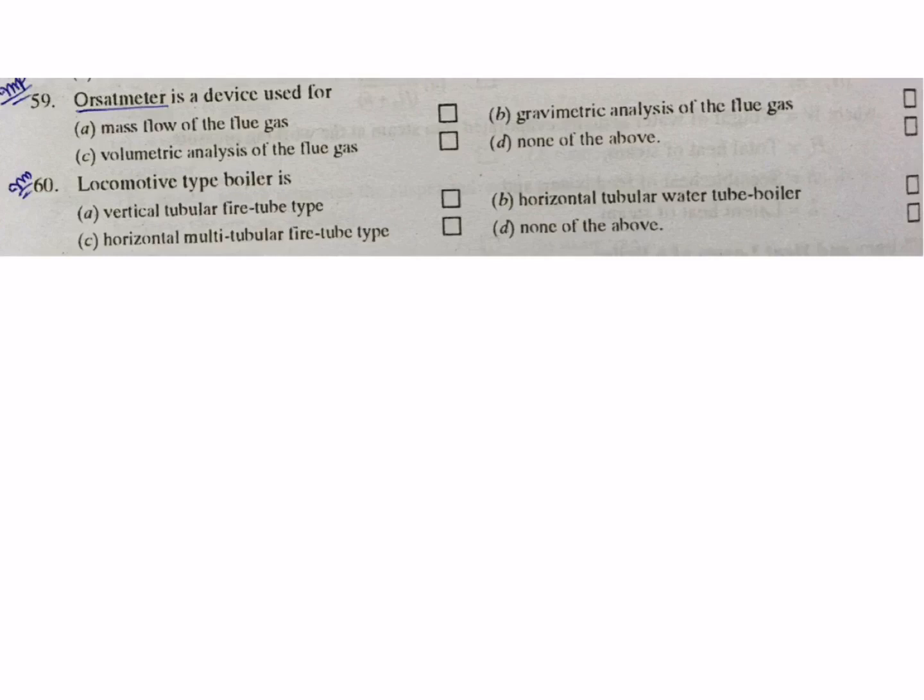Orsat apparatus, or Orsat meter, is a device used for what? In one interview also they asked me this question: Orsat apparatus, how do you analyze the flue gases? Mass flow of flue gases? No. Gravimetric analysis of flue gases, volumetric analysis of flue gases: C is your correct answer. Orsat apparatus is used for volumetric analysis of flue gases. You will get CO2, then O2, then carbon monoxide, CO. Rest is here.